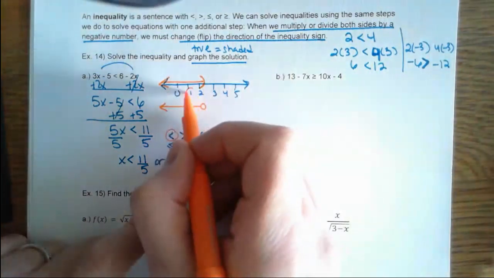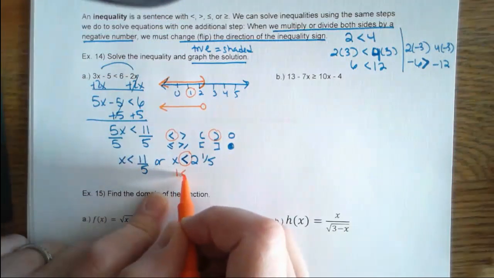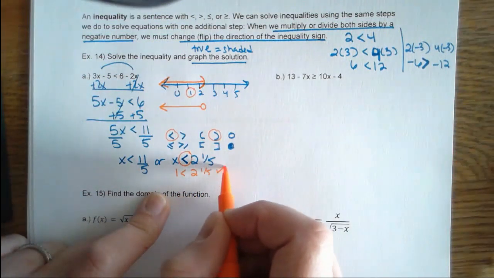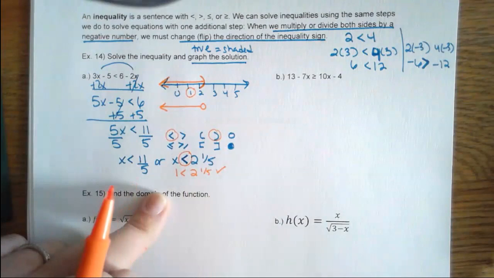Now, if you're not sure which way to shade, just check your results. For instance, I shaded in the 1. Now, if I plug in 1 here, is this true? Is 1 less than 2 and 1/5? It is. So I know I shaded the right direction.